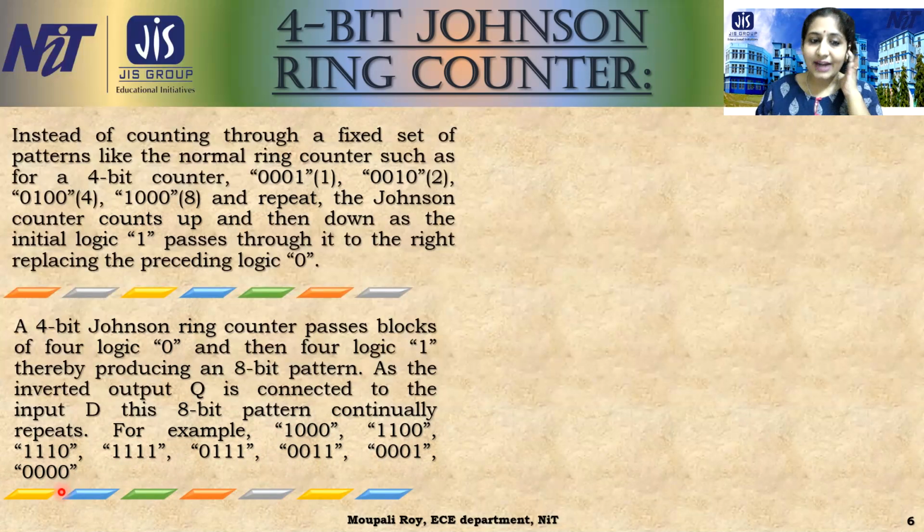So that means in the same circuit, just the feedback is changing from QD to QD bar, and with only this simple change, we are now getting 2n. That means for the ring counter, if we are getting 4 outputs, for the Johnson counter we are getting 8 outputs.